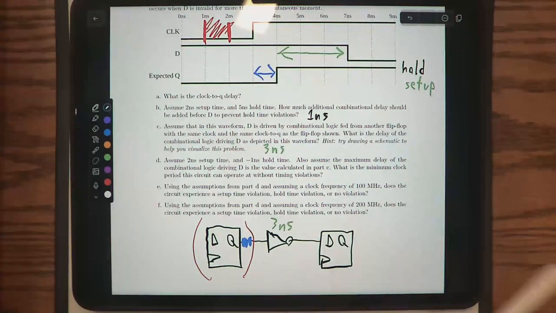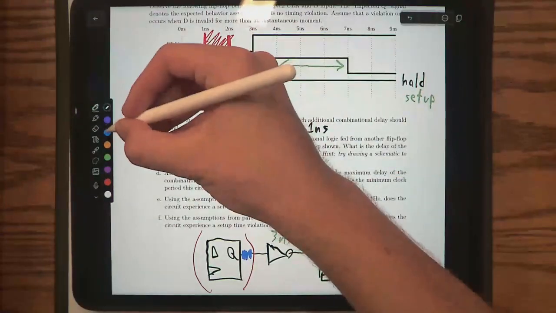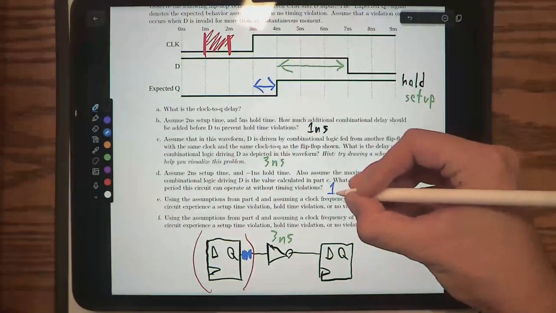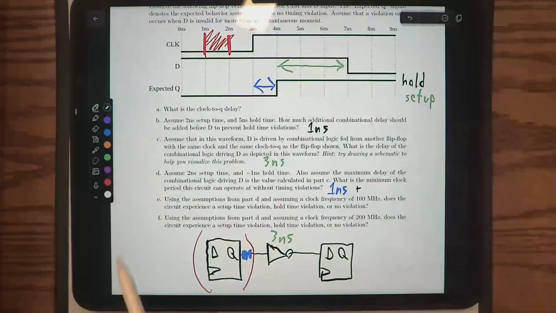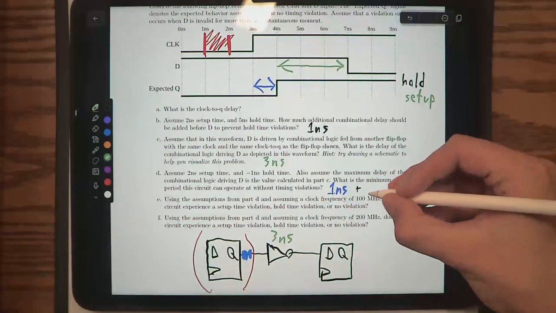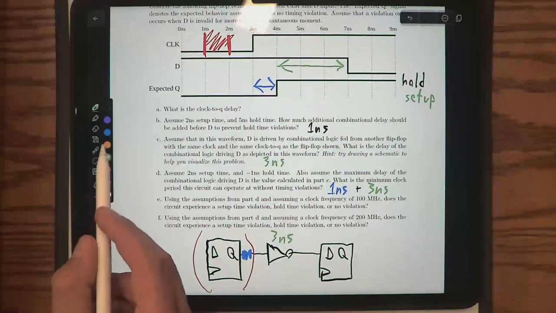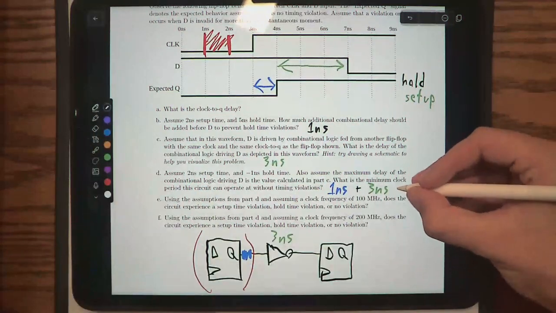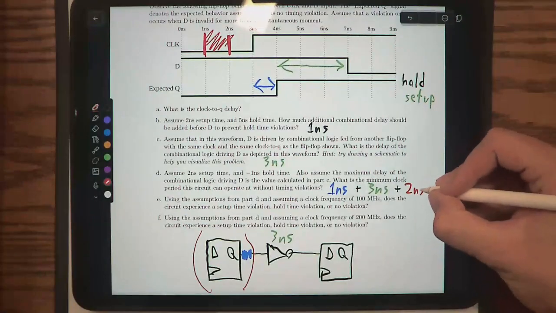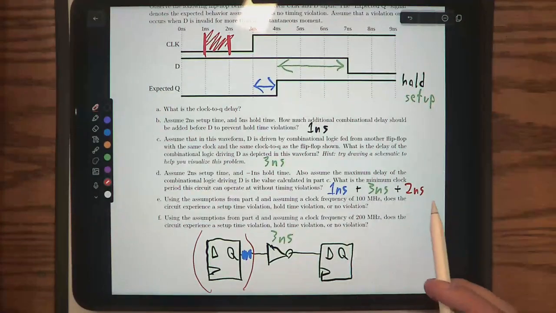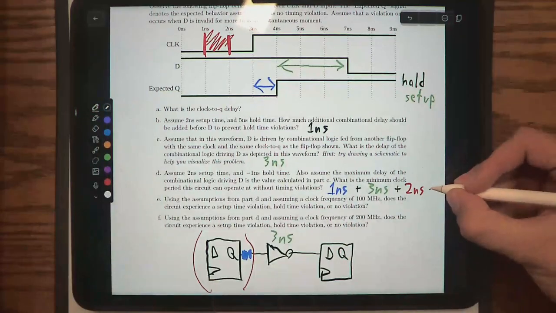What should we add first? First it's clock to Q, so that'll be 1 nanosecond. I'll do it in blue again. 1 nanosecond, plus, what's the next thing it goes through? That is 3 nanoseconds, and then what is the final thing? Finally it is setup time, so that will be 2 nanoseconds. So in total, the clock period will be what? 6.